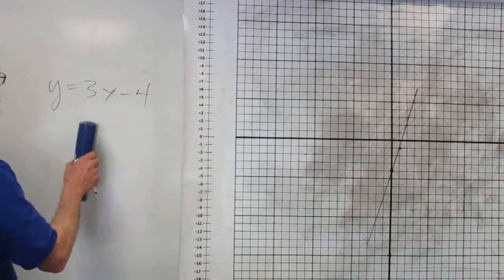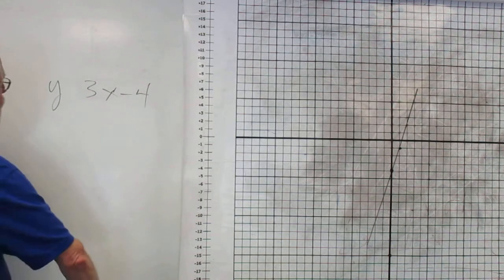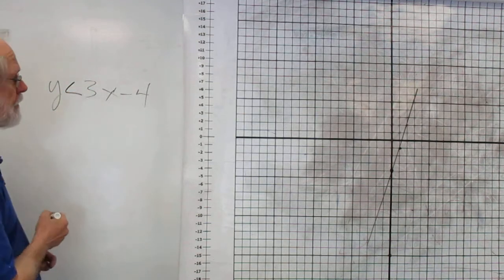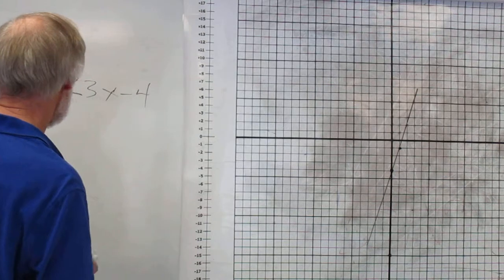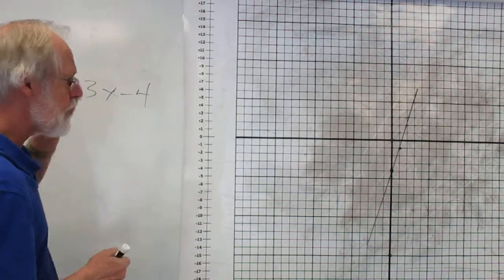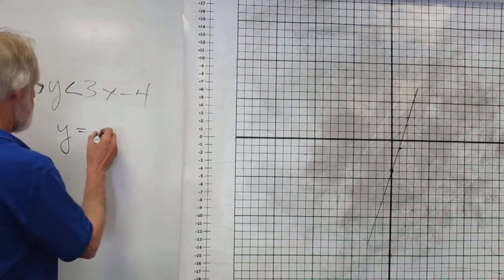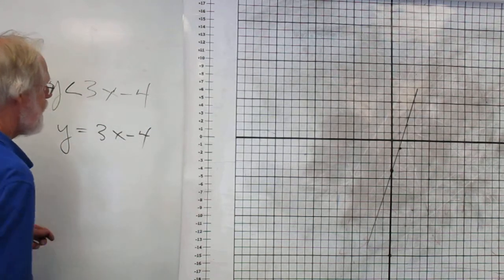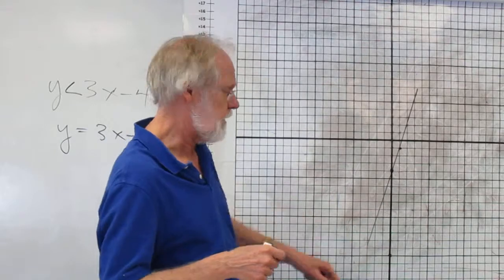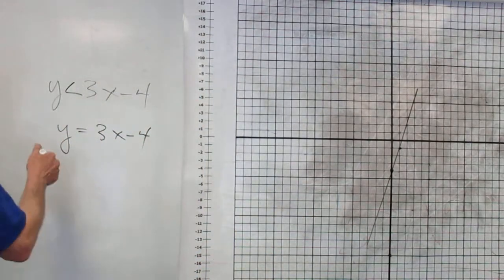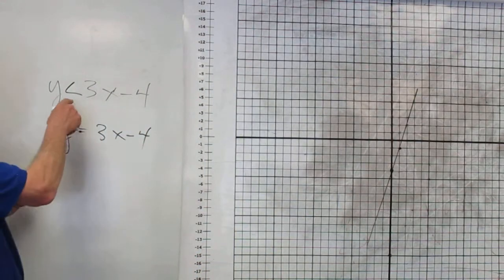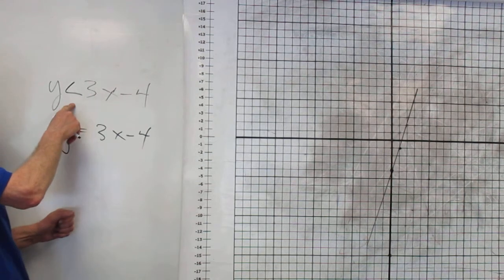Now, what I'm going to do is turn this into an inequality. Let's say y is less than 3x minus 4. Now, the first thing we do is to pretend that it is an equation, y equals 3x minus 4, and we find the line, as we did here. The next thing that we do is to look to see whether that line is going to be solid or dotted.